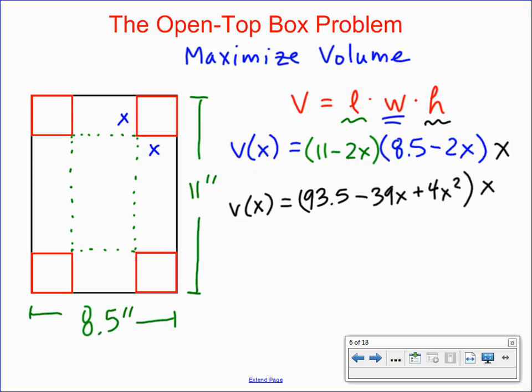Multiply the x through, shown on the back side, and V of x is given by 4x cubed minus 39x squared plus 93.5x. Did I do that right? All right, so if I made a mistake, I'm counting on you guys to catch it, and now we consider our domain.